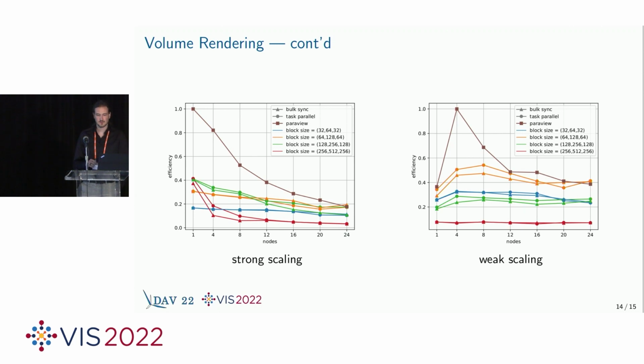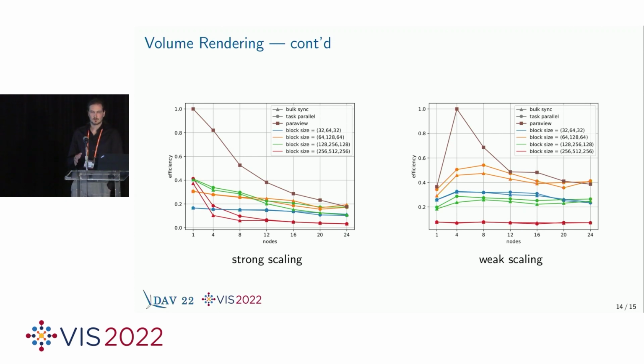And we can also see the same effect in the green line. So the second largest block size, also in the strong scaling experiments, from 12 to 24 nodes, where the bulk synchronous becomes worse, where the task parallel approach stays roughly the same.